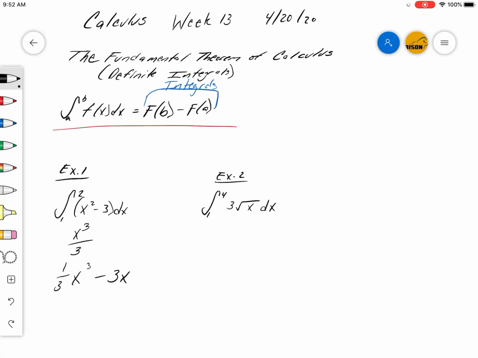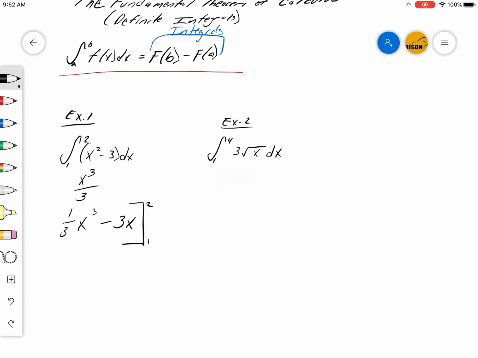Now it's no longer an integral, so I cannot put the big S out front. What I'm going to do now is use this bracket. This is what I use after I've already taken the integral, and I'm going to use my 1 and my 2 out to the side. So this is how it works.